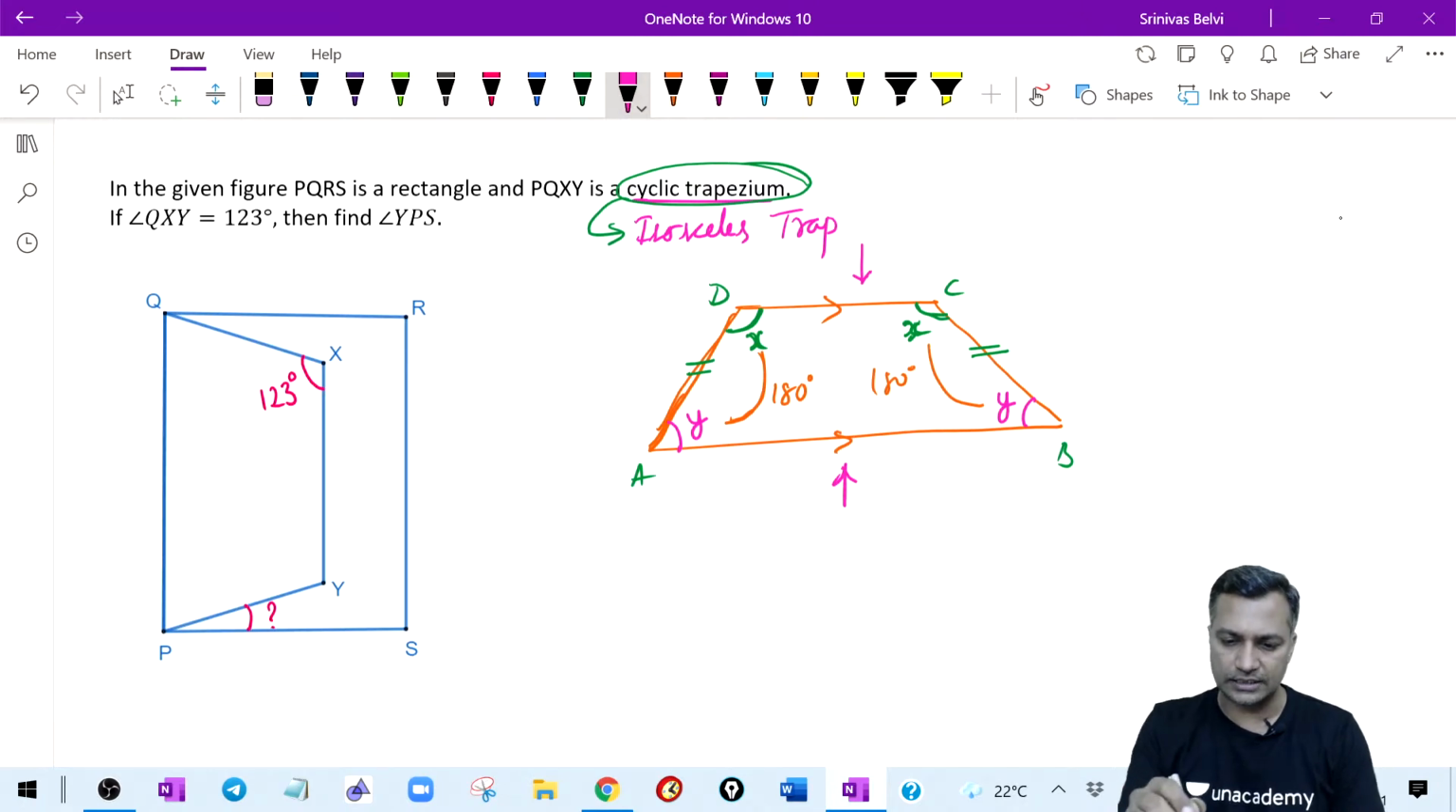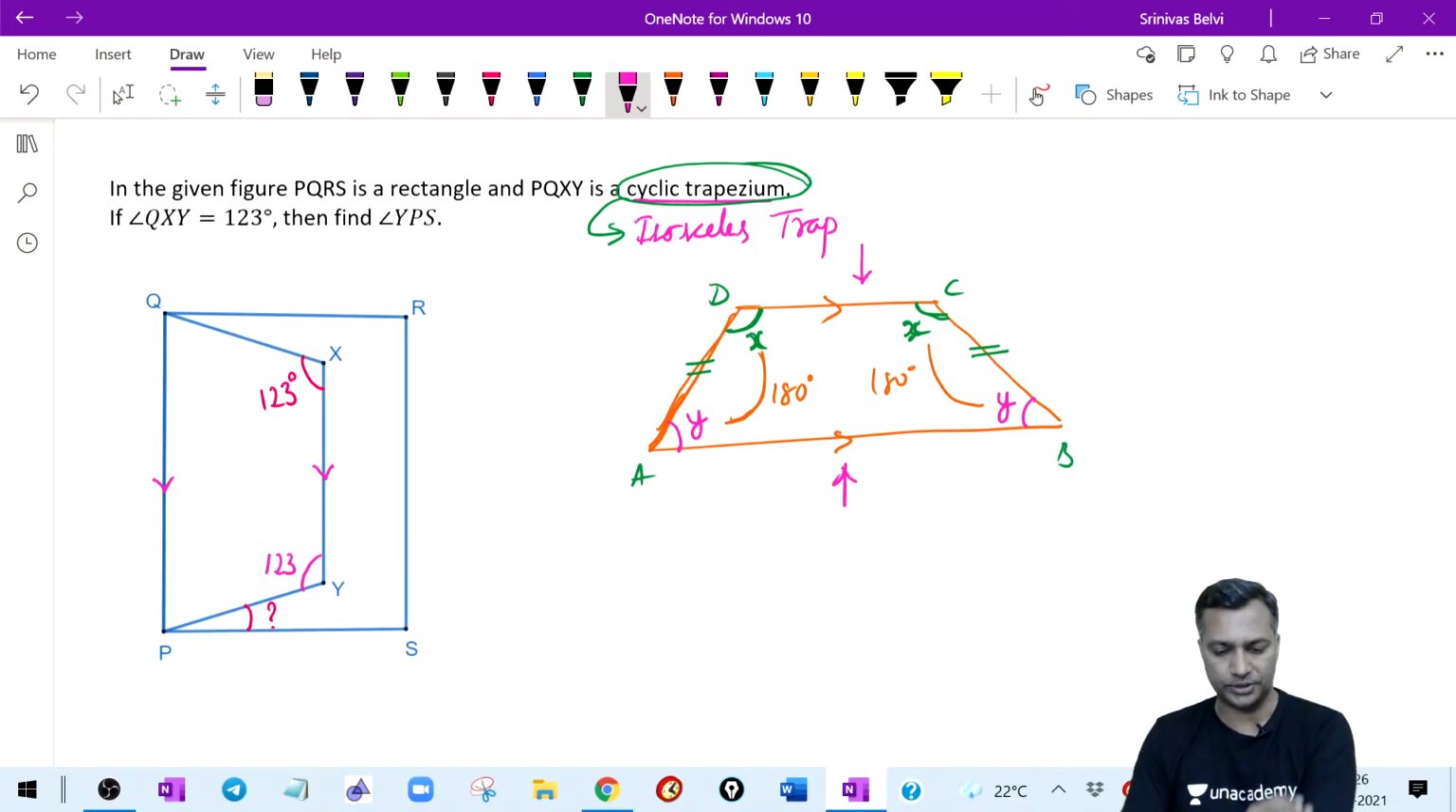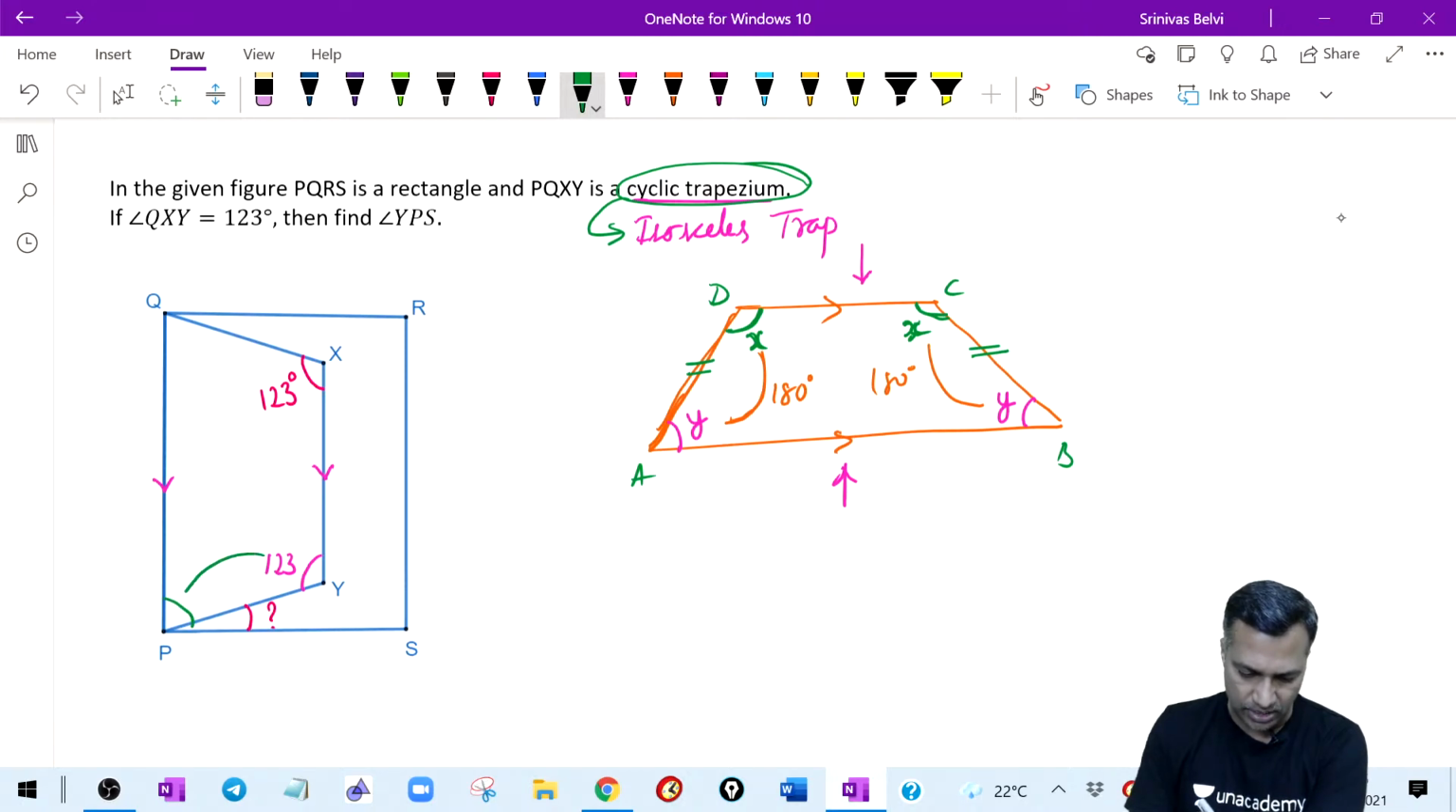Since the author said this is a cyclic trapezium, nothing but an isosceles trapezium, these two lines are parallel. If that is 1, 2, 3, therefore I know that this is also going to be 1, 2, 3. I know that these two angles are going to be supplementary, 180. So this is nothing but 57 degrees. 123 and 57 make 180, because we know that they are supplementary.